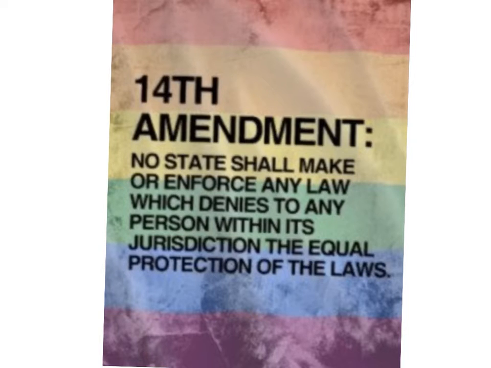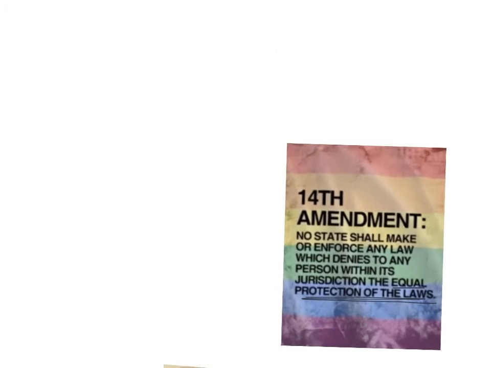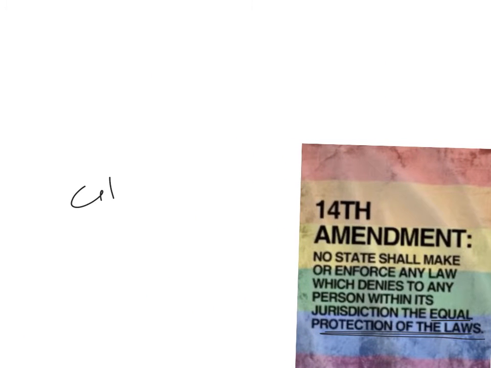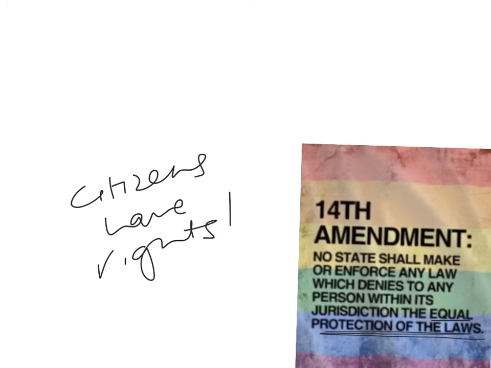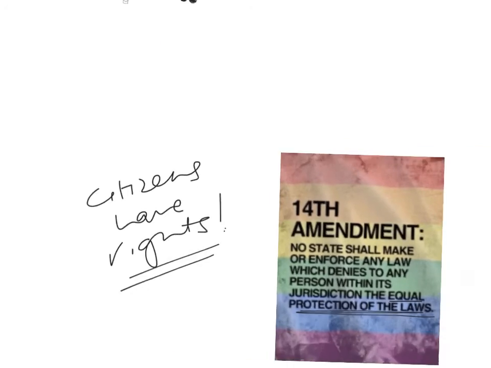Now, the second thing about the 14th Amendment is it was saying that no state shall make or enforce any law which denies to any person within its jurisdiction equal protection of the laws. So equal protection of the laws. Okay? So citizens have rights. That is a big difference between the 13th Amendment and the 14th Amendment. The 13th Amendment did not say that African Americans were citizens. It was the 14th Amendment that established that precedent.